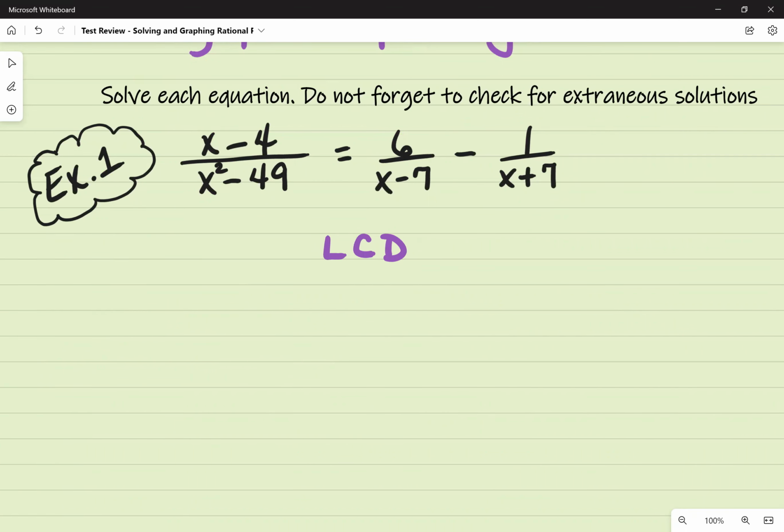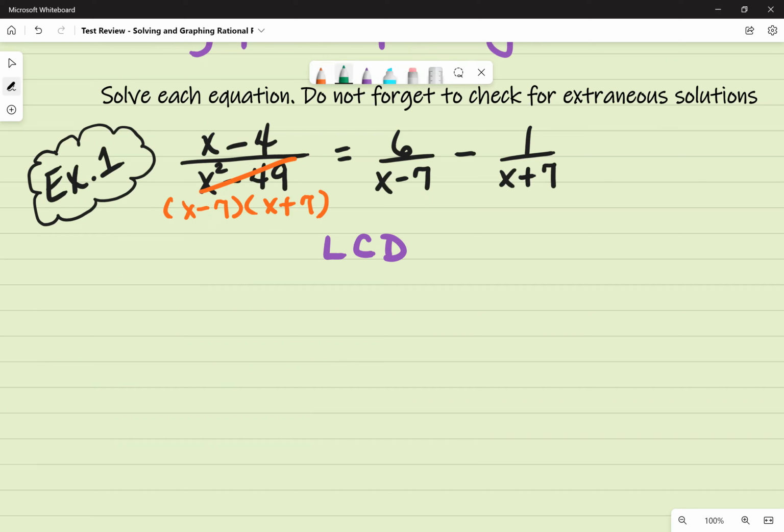And what that looks like is for this one, since I have a difference of 2 squares in my first fraction's denominator, I'm going to go ahead and factor that out. And when I factor that, that's going to be x minus 7 times the quantity of x plus 7. So now when I look at that and I compare it to the other two fractions' denominators, I notice that one fraction has the x minus 7, but it's missing the x plus 7. And then the other one has the x plus 7, but it's missing the x minus 7. So what I want is both of them. So that's the least common denominator.